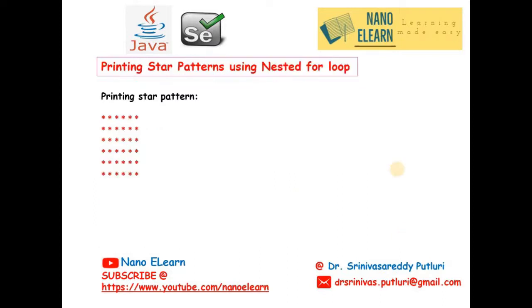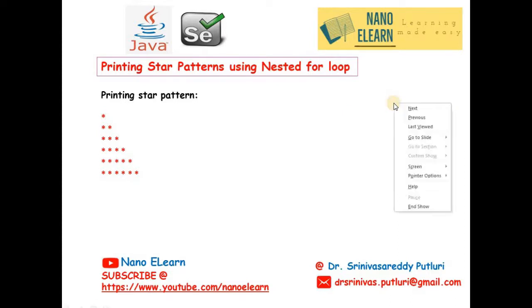Now let us try to understand how to print star patterns using nested for loop. In today's practical demo, I have considered these two star patterns. This is the first star pattern and this is the second one. Let us try to understand how to print the star patterns using Java programming.